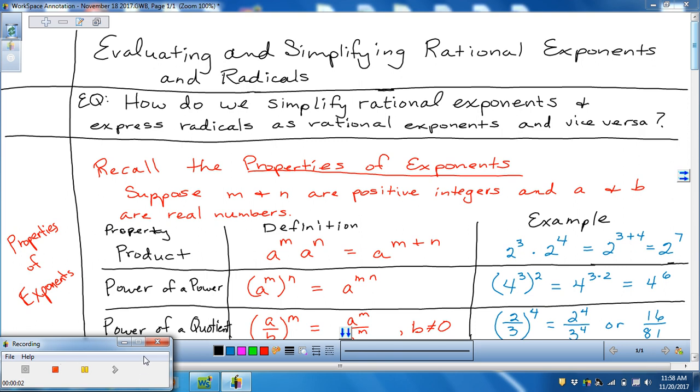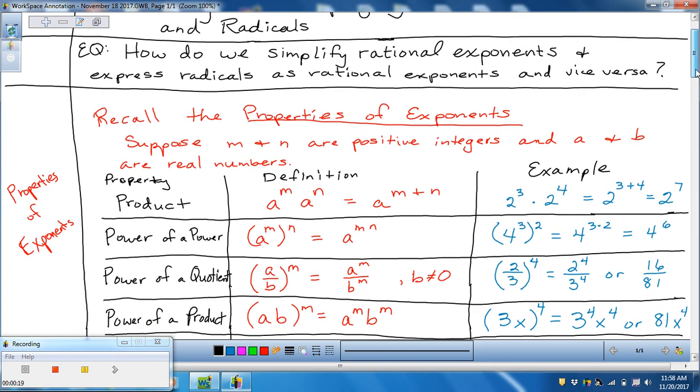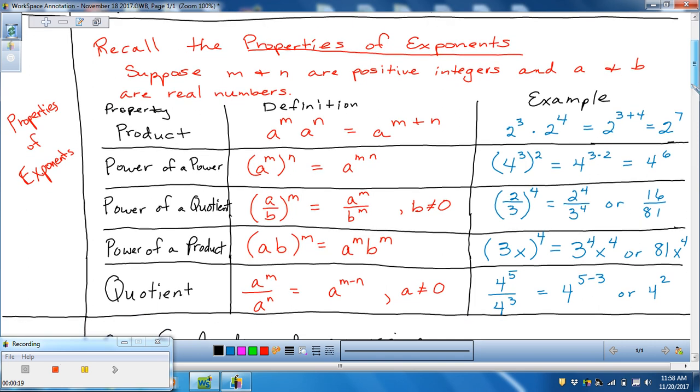Hello. This is our video for evaluating and simplifying rational exponents and radicals. Our essential question is, how do we simplify rational exponents and express radicals as rational exponents and vice versa? First thing we're going to do is review the properties of exponents.